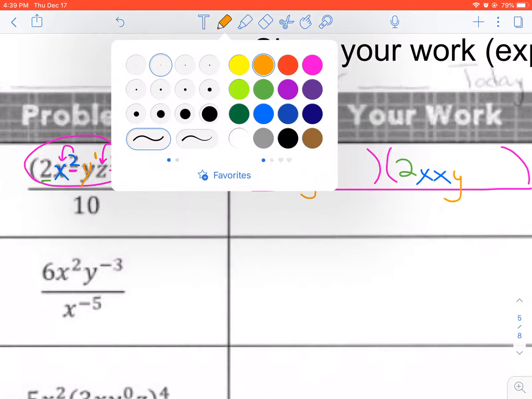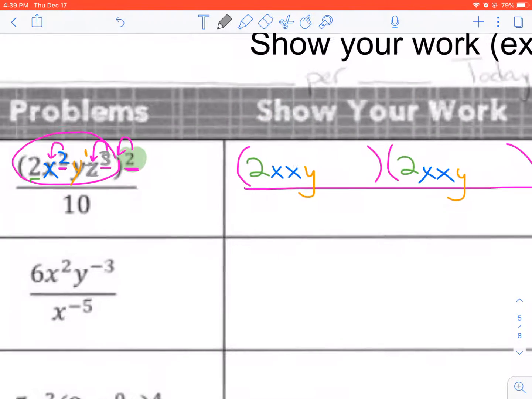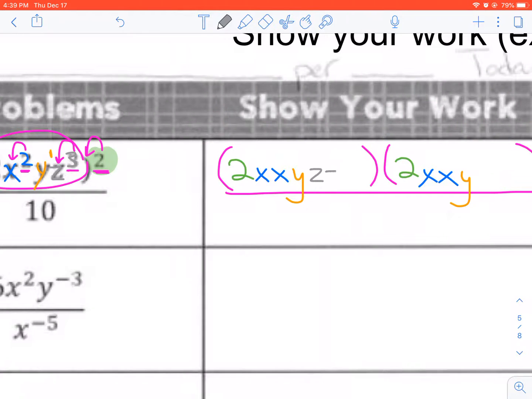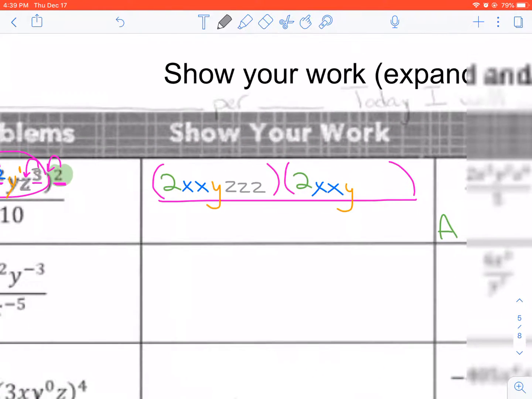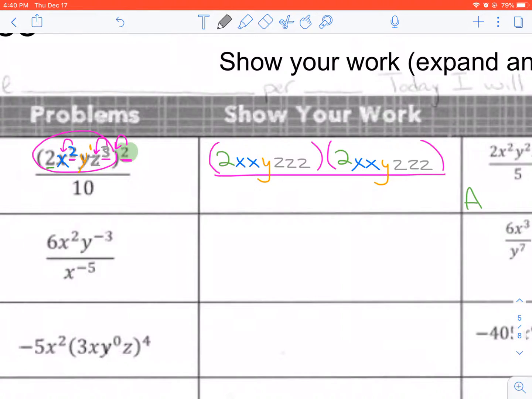And then we have our z to the third power. Z to the third power means that z is cloned 1, 2, 3 times. And I've got to do that for both sets of parentheses. On the bottom we have a 10, and the 10 just happens the one time.